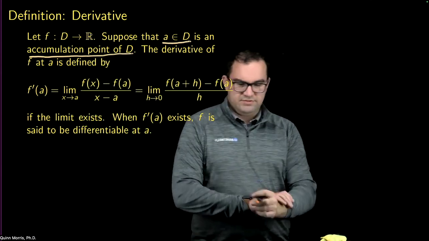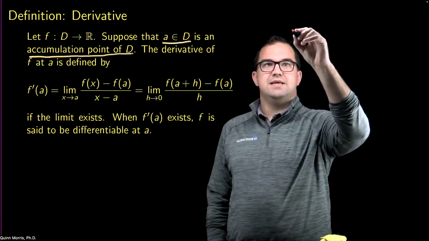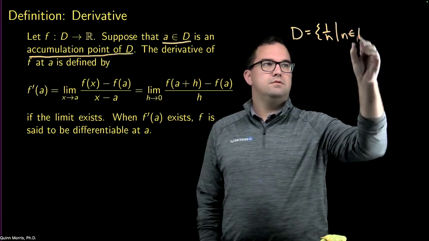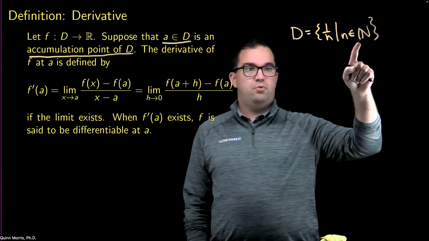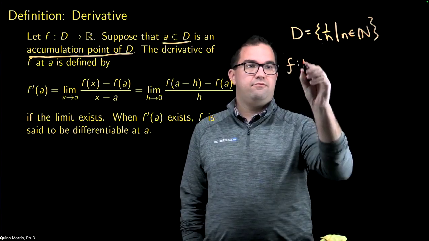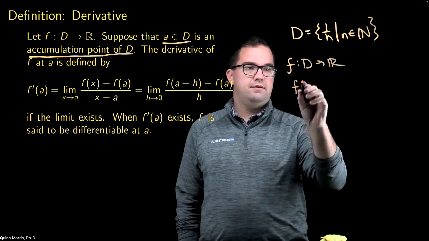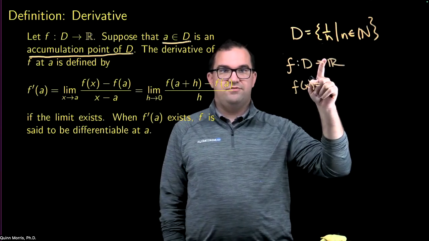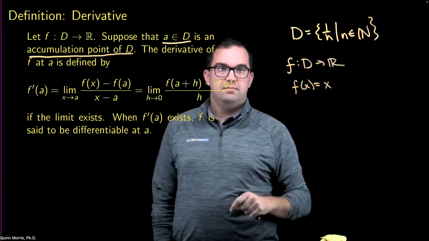We have seen before that you could in general think about some set D. If you took D to be the set here, 0 is an accumulation point of this set, but is not in this set. So if you took the function f from this set D into the reals defined by f of x equals x, you cannot talk about the derivative of this function at 0 because 0 is not in the domain. It is an accumulation point of the domain, but it's not in the domain.